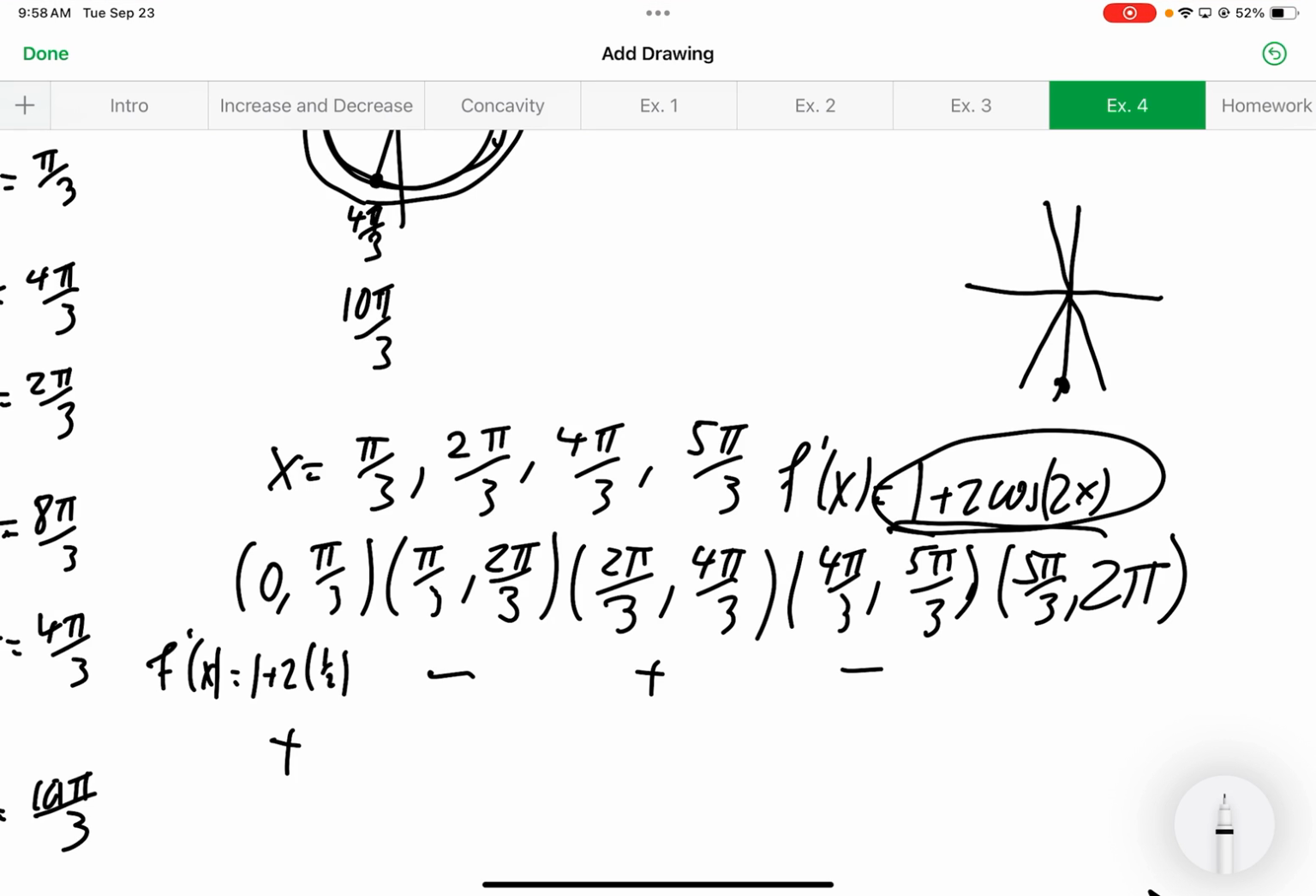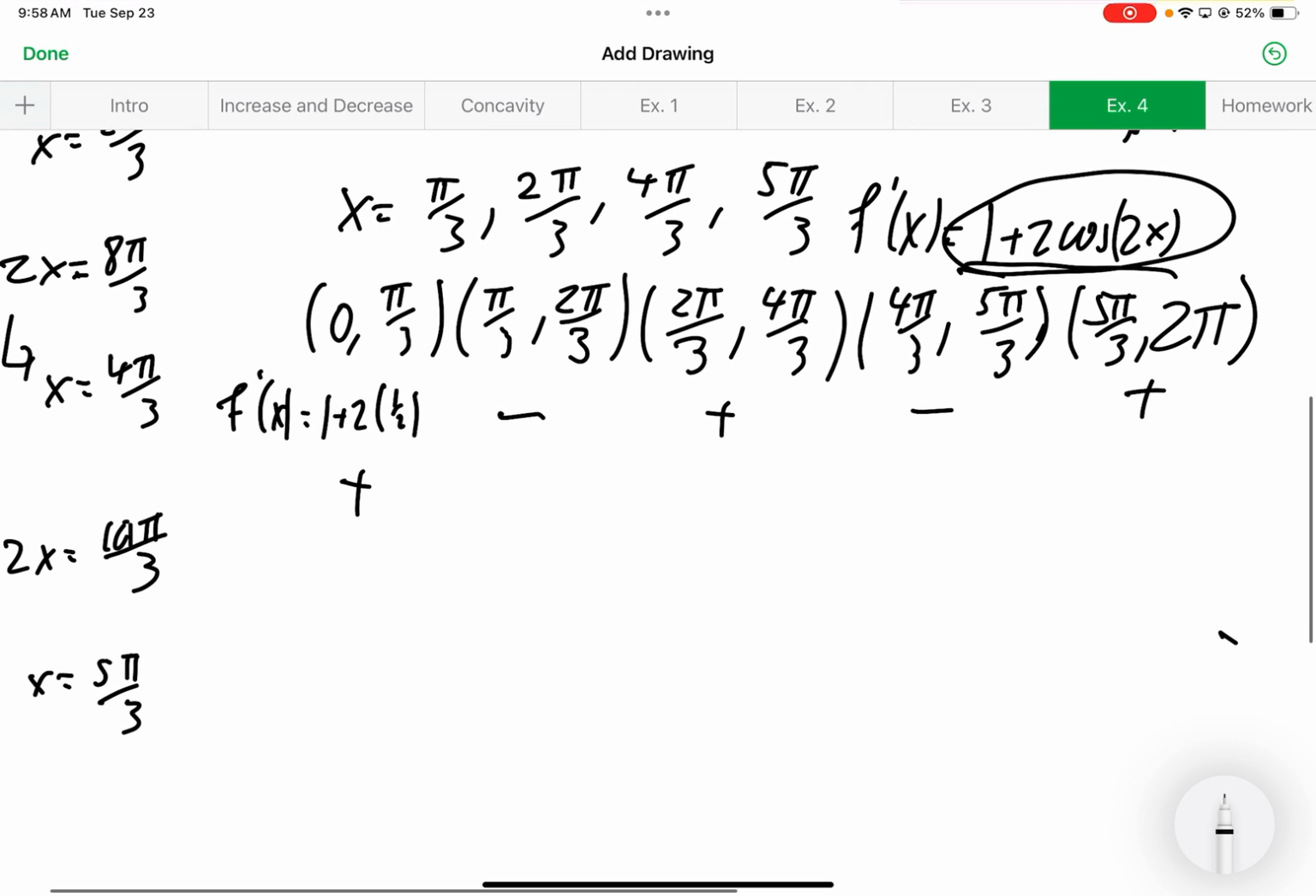Okay, and then between 5 pi over 3 and 2 pi, I would probably test 7 pi over 4. So if I do 7 pi over 4 times 2, that would be 7 pi over 2. What is cosine of 7 pi over 2? So 7 pi over 2 is like 1 pi over 2, 3 pi over 2, 5 pi over 2, 7 pi over 2 would be down at the bottom, right? So my cosine value there is 0. Then I would have 1 plus 2 times 0, which would just give me 1, which is a positive value. Cool. All right, increasing.